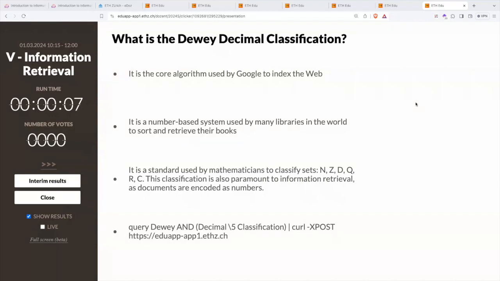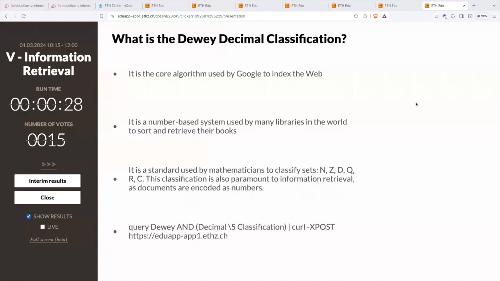So we have four answers. Answer A is that it's the core algorithm used by Google to index the web. Answer B, it's a number-based system used by many libraries in the world to sort and retrieve their books. Or C, is it a standard used by mathematicians to classify sets? And D, this classification is also paramount to information retrieval, as documents are encoded as numbers.